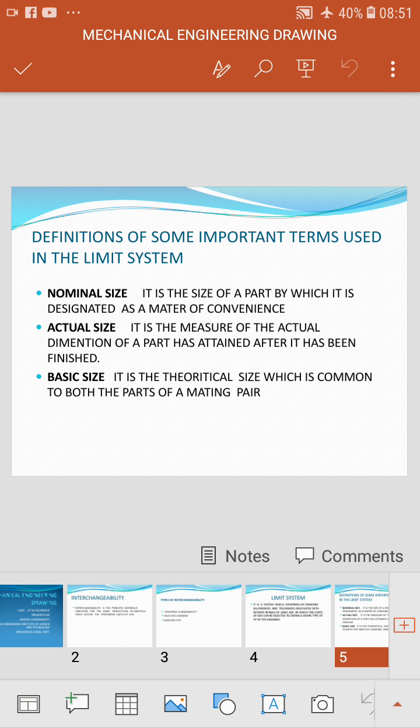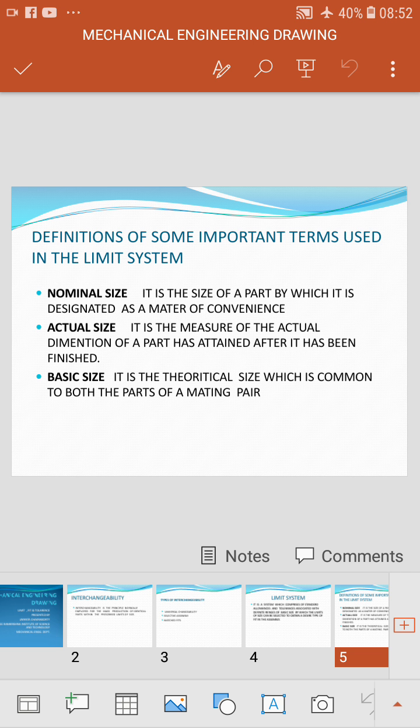The terms are nominal size. Nominal size is the size of a part by which it is designated as a matter of convenience, particularly in commercial use. As an example, by a 12.7 mm spanner, we do not mean a spanner having an opening of 12.7 mm. It actually indicates the inside diameter of the nut which the spanner will suit. Obviously, the said opening will be equal to the distance across the flats of the nut.